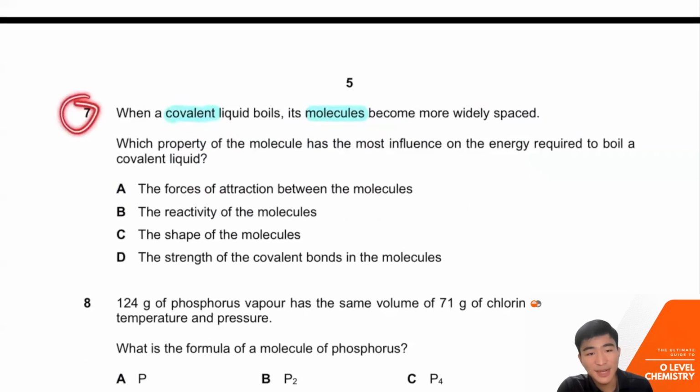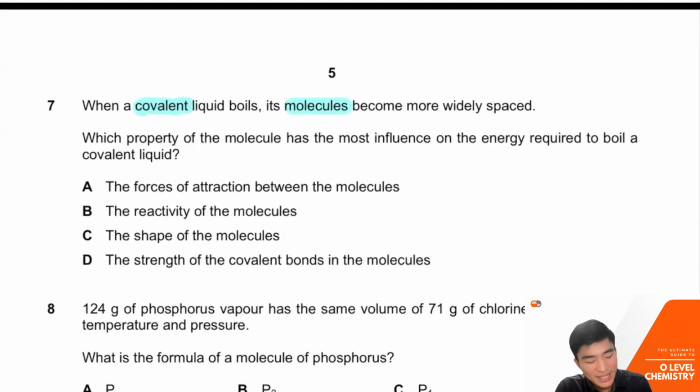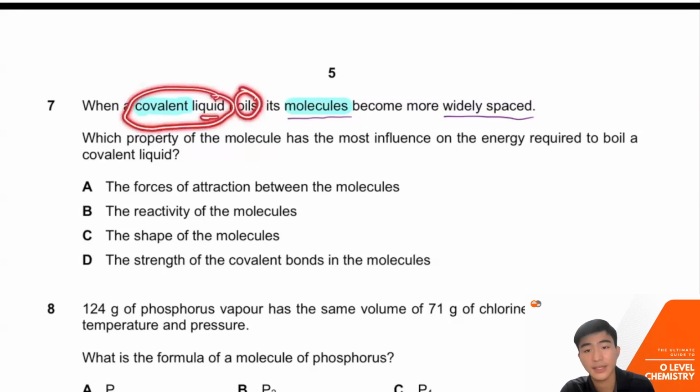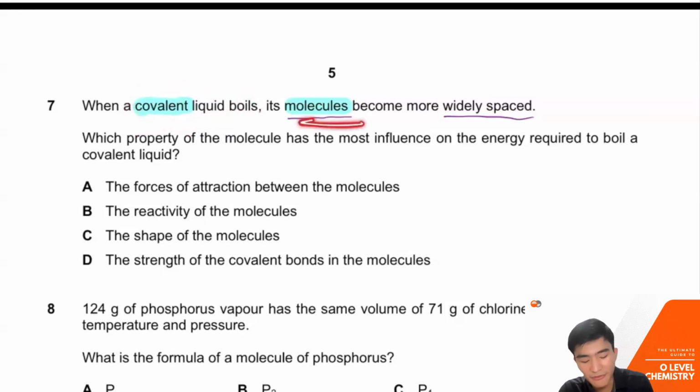Now let's go to question number 7. Covalent liquid boils, its molecules become very widely spaced. As I was saying, this question is trying to tell us something. When molecules become widely spaced, what kind of substance are they talking about? Simple covalent structure or giant covalent structure? Can anybody tell me? Is it a simple molecular structure or a giant molecular structure?